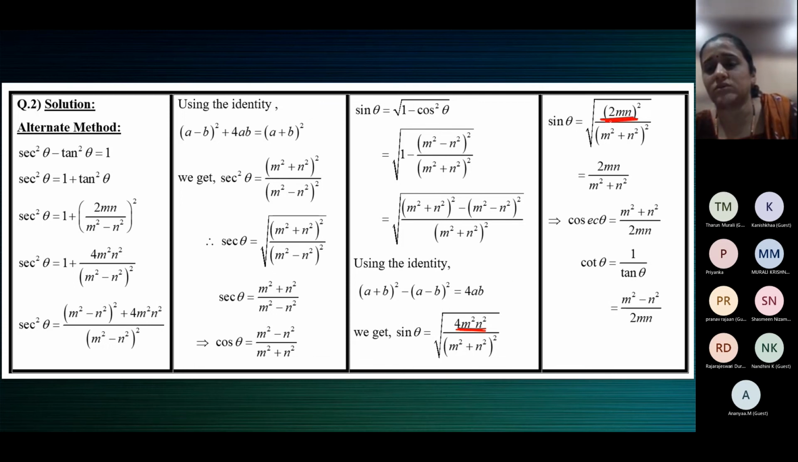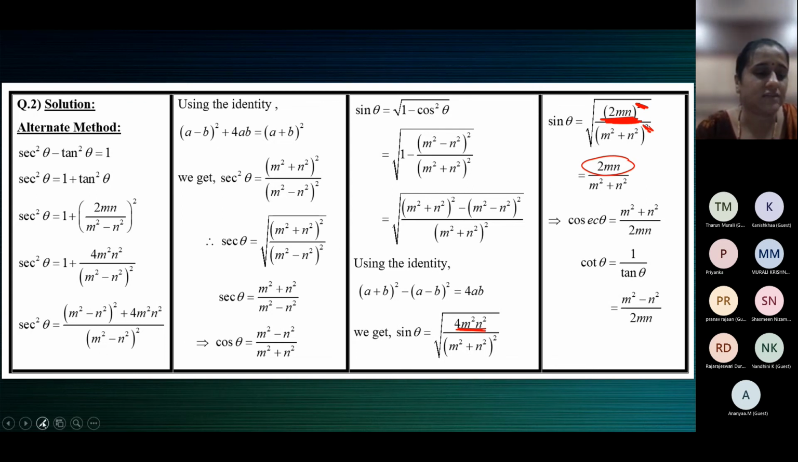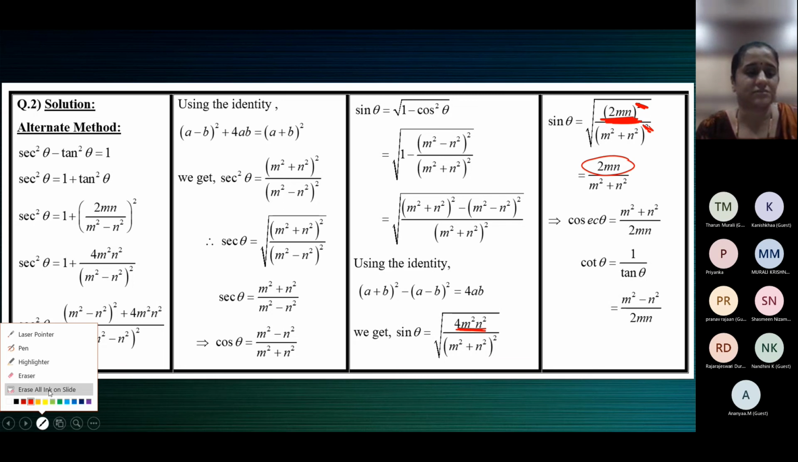So how do you get rid of the square root? 2mn the whole square will come out as 2mn, and here also the square goes away, so m square plus n square. So we found sine theta. Its reciprocal is cosecant theta. And since we know tan theta, its reciprocal is cot theta.